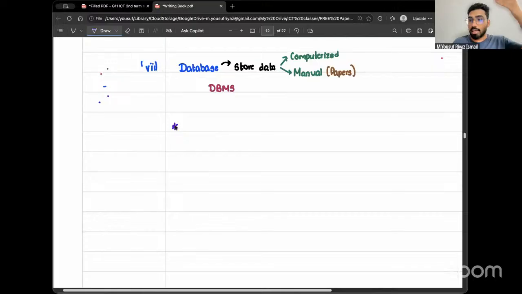Imagine you have a bill book, and this bill book has a collection of bills. Let's say I want to find the name of the customer who bought a specific shoe. This is a shoe shop and we are selling shoes, and I want to know the name of the customer who bought a specific shoe. I would have to go through the bill book page by page to find the name of the customer who bought that shoe.